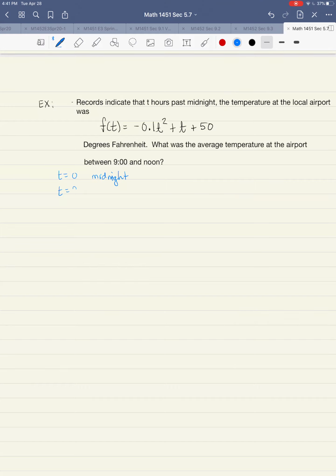We want to find the average temperature at the airport between 9 a.m. and noon. So 9 a.m. is going to be 9 hours past midnight, right? And noon is going to be 12 hours past midnight. So our interval is from 9 to 12. So we want average temperature.